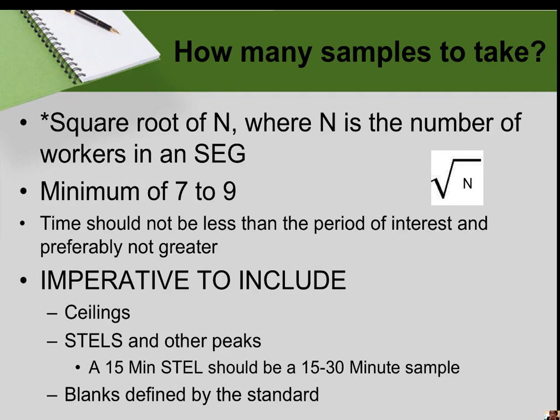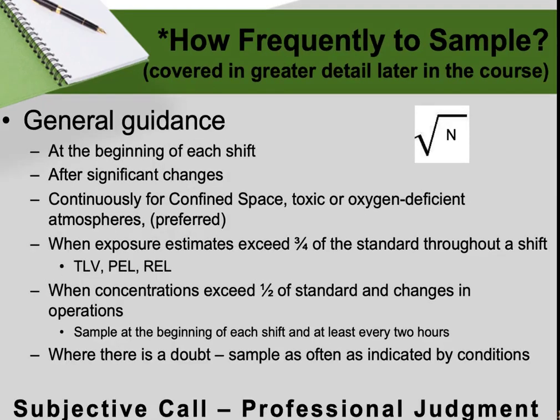But always remember when you're counting how many samples to take to include our STELs, which should be run for 15 to 30 minutes if possible, given the sample volume, as well as the number of blanks, which are defined in the standard. And although these aren't necessarily the number of samples we take, when we have a blank, we treat that blank like a sample, so it has to be part of our overall calculations of how much this sampling campaign is going to cost us.